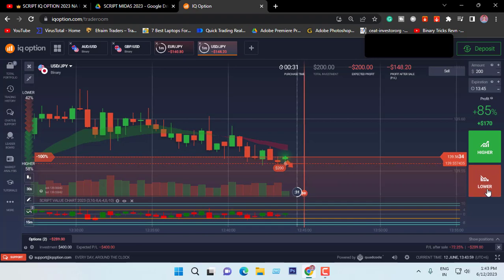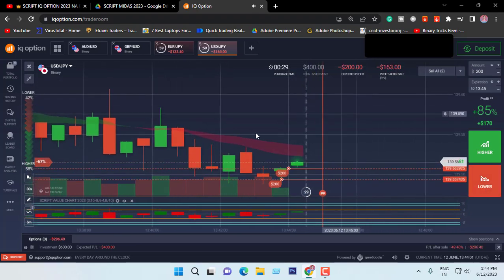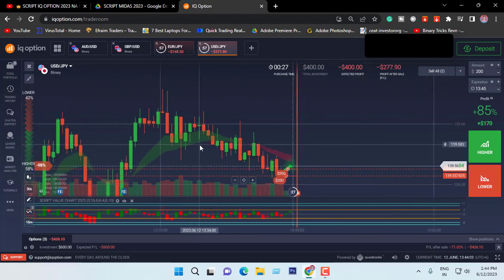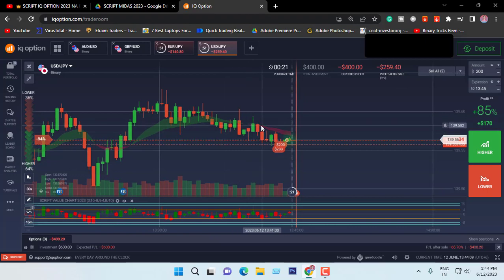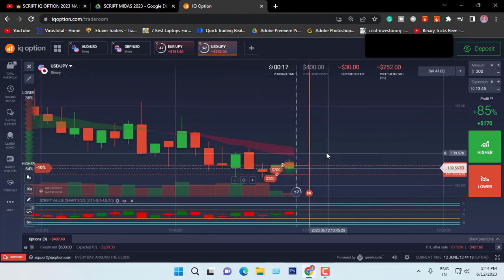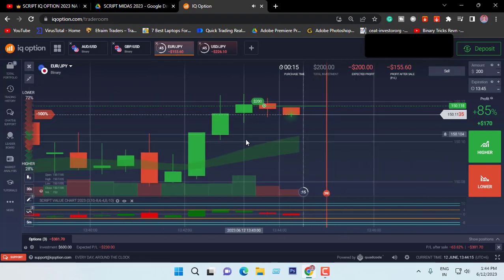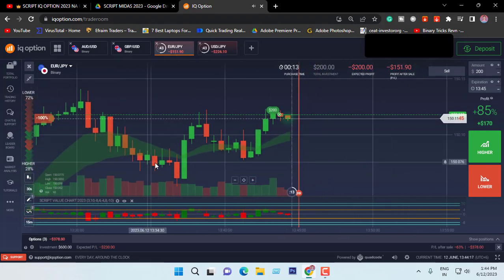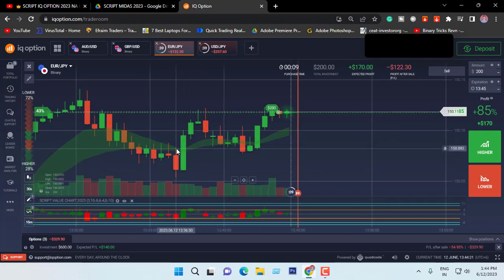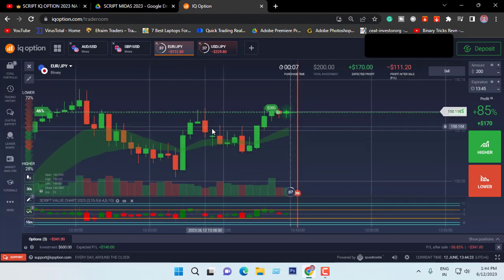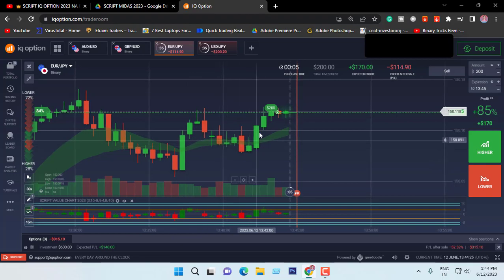Let's see the result. Okay, it has gone down. When the market goes down, crosses over and retests this zone, the market goes down. Okay, this is basically this indicator's method. And when the market is down, crosses this zone, retests and the market goes up.